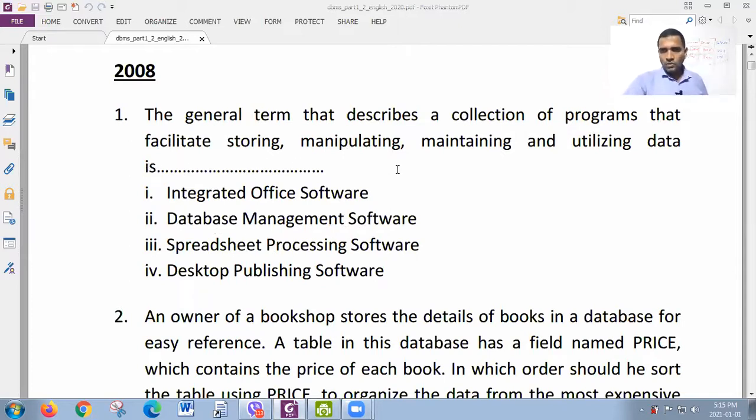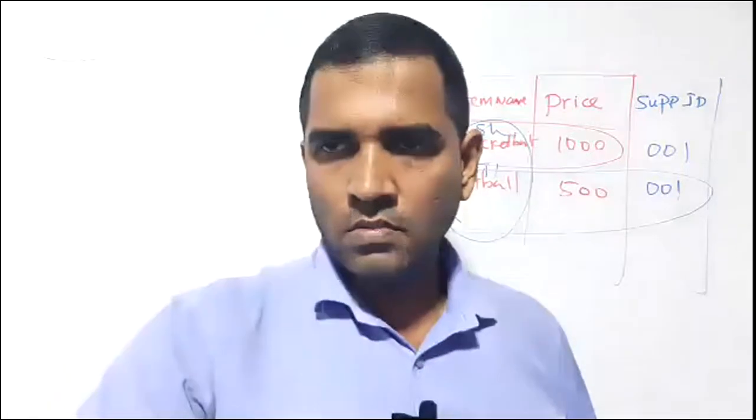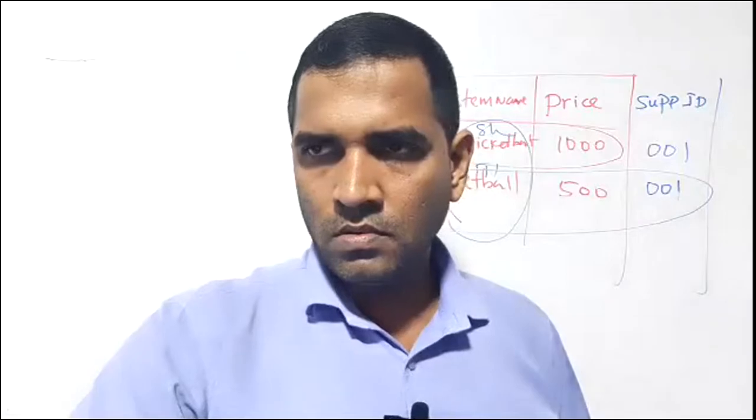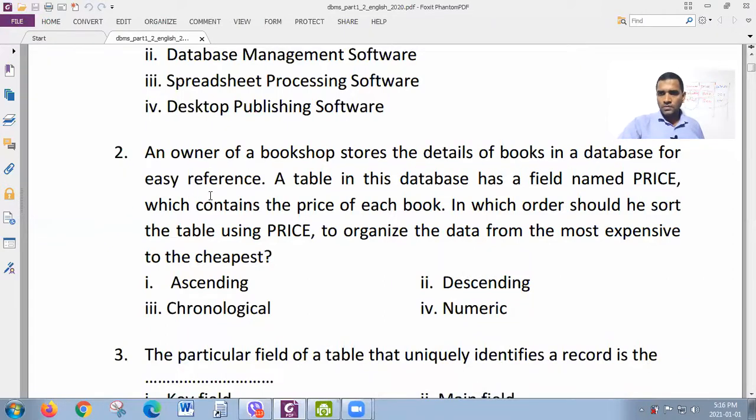Second, an owner of a bookshop stores the details of books in a database for easy reference. A table in this database has a field named price, which contains the price of each book. In which order should we sort the table using price to organize the data from the most expensive to cheapest? The description is too long, but the question is too simple. They want to arrange the price in order from most expensive to least expensive. So what is it? It is descending order.